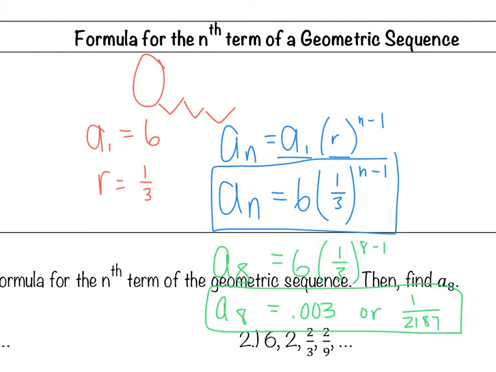Oh, I forgot to multiply that second one by 6. That is not right. It is 2 over 729. There you go. All right, so obviously, now we're going to go to the next page.